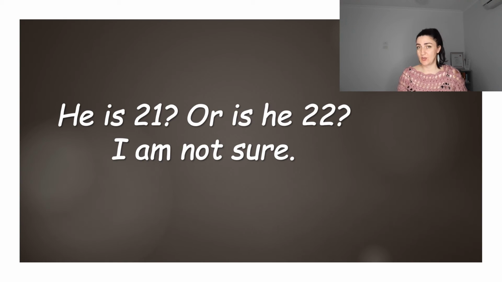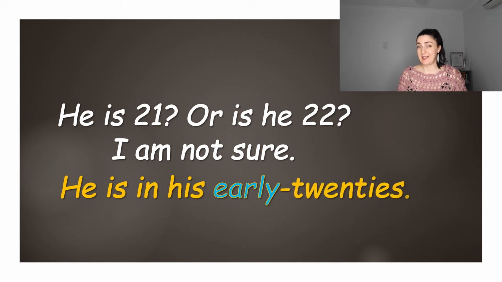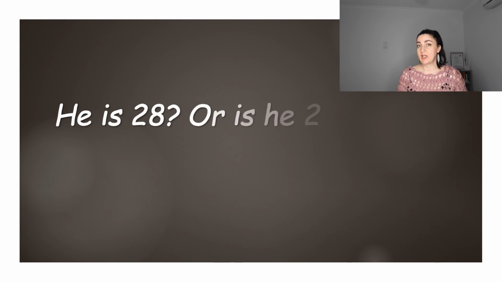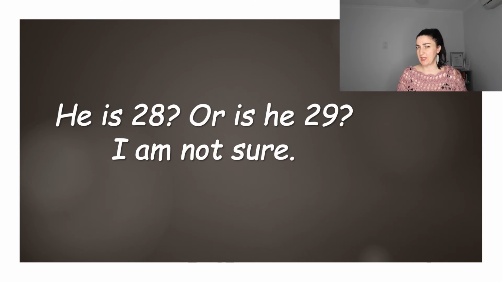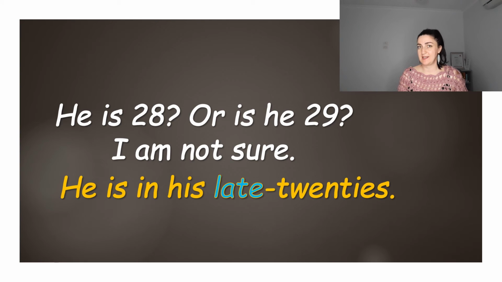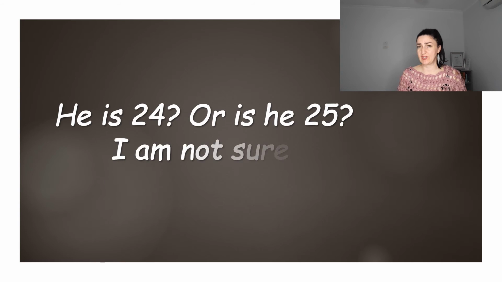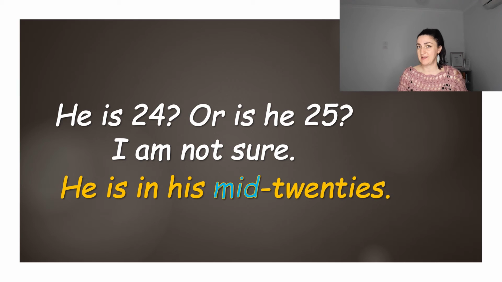In that case, you can say he is in his early 20s. Or maybe you're not sure if a person is, let's say, 28, 29, getting closer to their 30s. In that case, you can say he is in his late 20s. Or, on the other hand, if you're not sure if a person is like 24, 25, somewhere in the middle, you can say he is in his mid-20s.